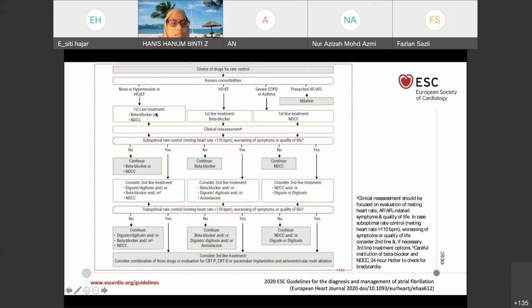Like before, if first line you have given beta blocker, second line you can give other agents, for example dihydropyridine or digoxin. Let me repeat again, this diagram is for stable patients who only come for follow up at the clinic. If it's an unstable patient who comes to the ED, the way you want to treat the patient is slightly different. And after you consider second line treatment and it doesn't work, you can add a third line treatment, or you can consider other surgical therapy.